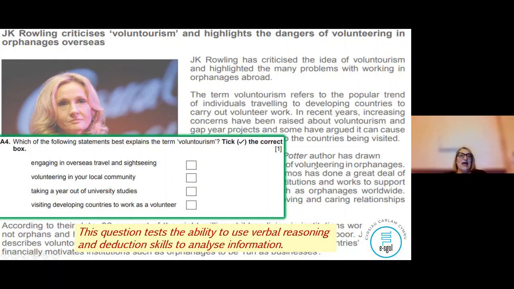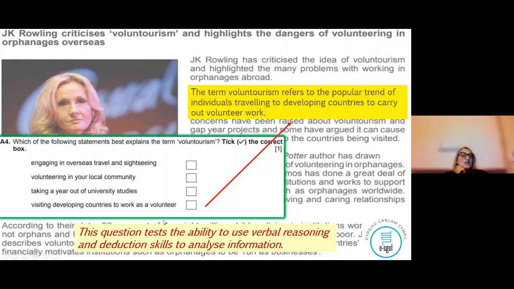Okay, so on the text, there is a section which tells us about voluntourism. So it says, voluntourism refers to the popular trend of individuals travelling to developing countries to carry out volunteer work. So it tells us the definition there, so we can cancel out the three top ones, and we know that the answer is the bottom one, visiting developing countries to work as a volunteer. So you're really trying to find out the information and cancelling out the wrong answers before you're left with the correct answer. Okay, so there we go, there's the answer.